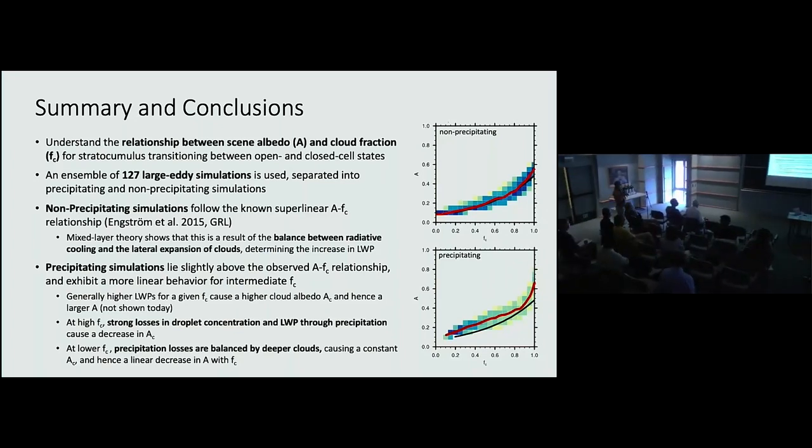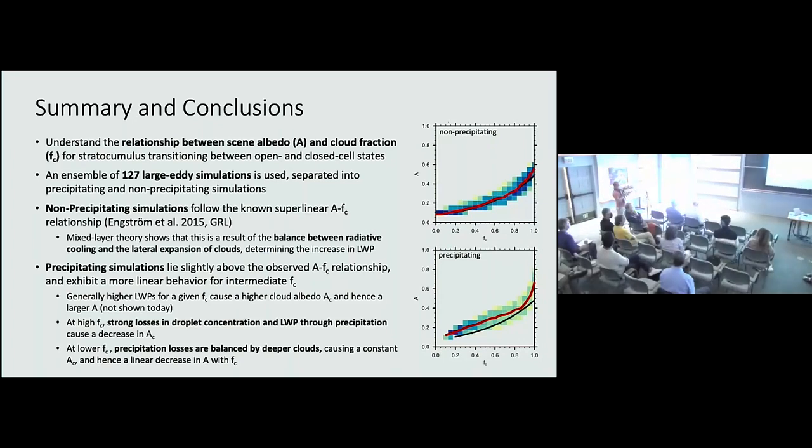How did you choose the 127 members? How did you choose the temperature and these parameters? We first started with a realistic range of parameters for all these variables, and then we used Latin hypercube sampling, which is a statistical approach to build up this ensemble. Okay, thank you.